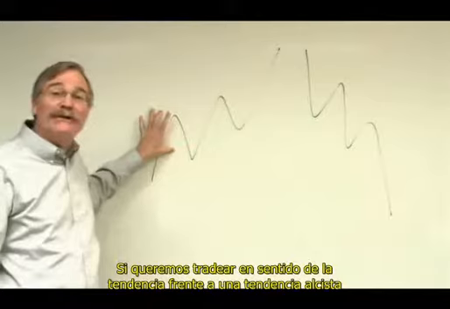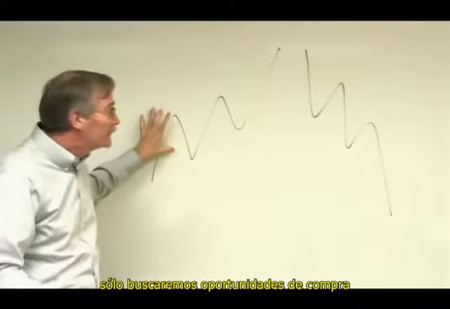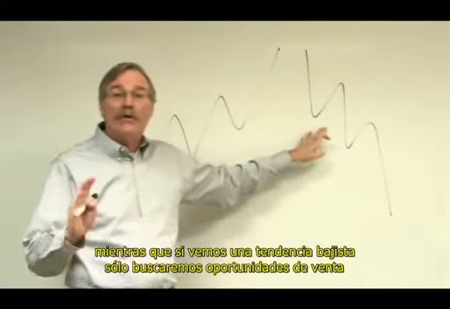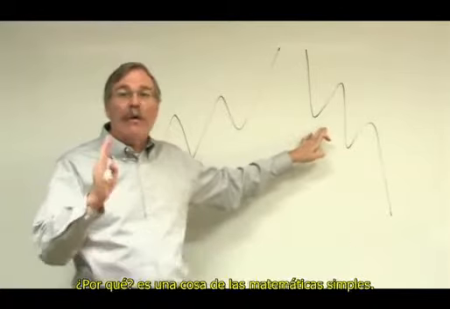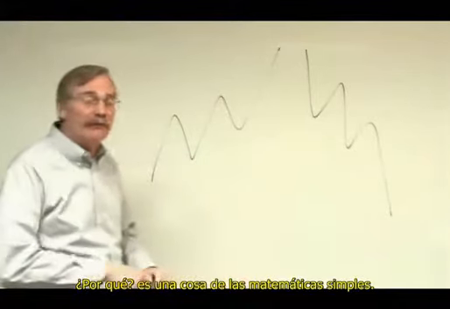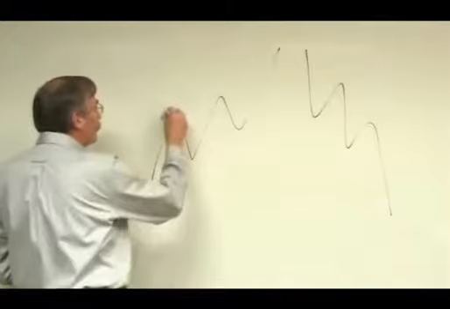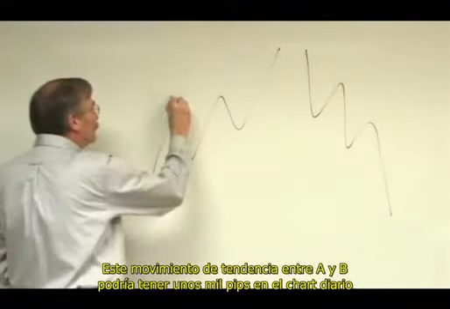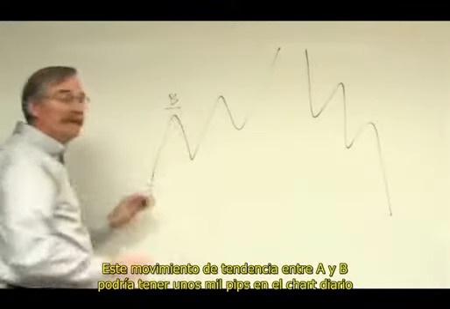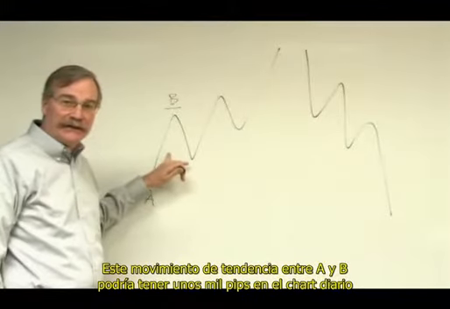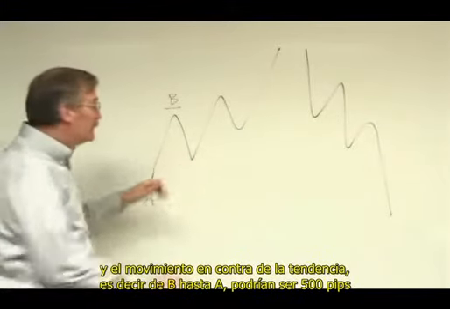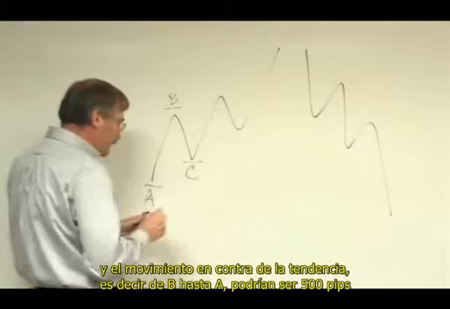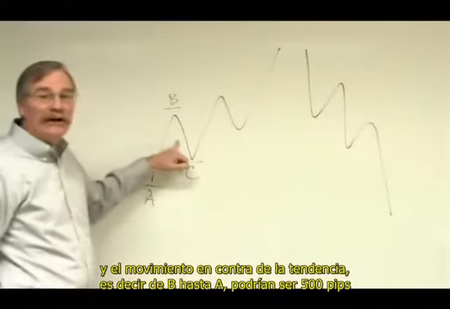Otherwise, when we see an uptrend, we only want to look for buying opportunities. And when we see a downtrend, we only want to look for selling opportunities. Why? Because it's really just a matter of simple math. This trending move from A up to B could be about 1,000 pips on a daily chart. And the move against the trend from B down to C could be about 500 pips.